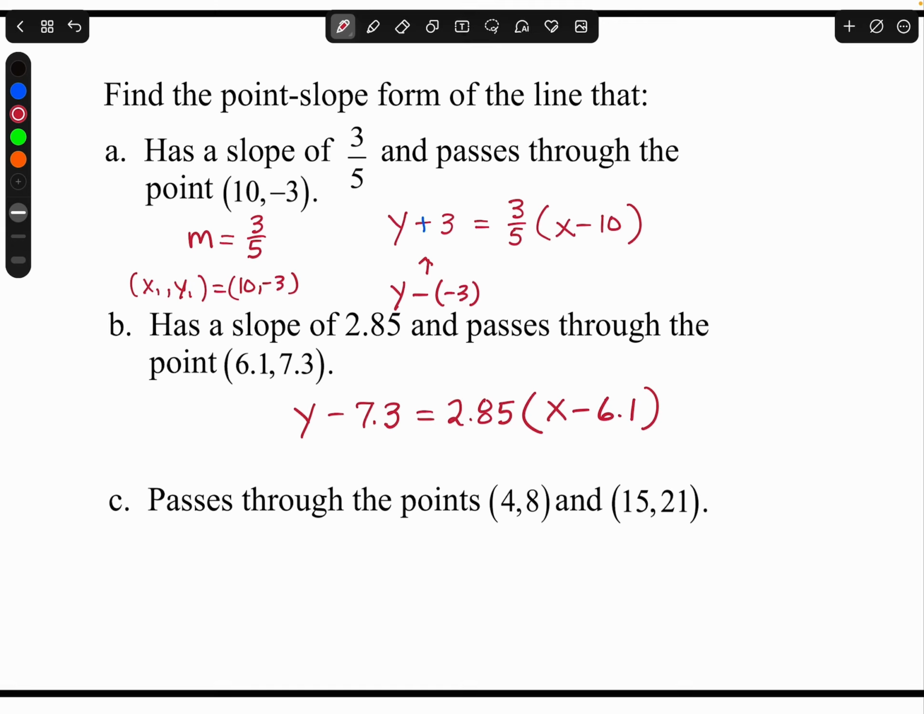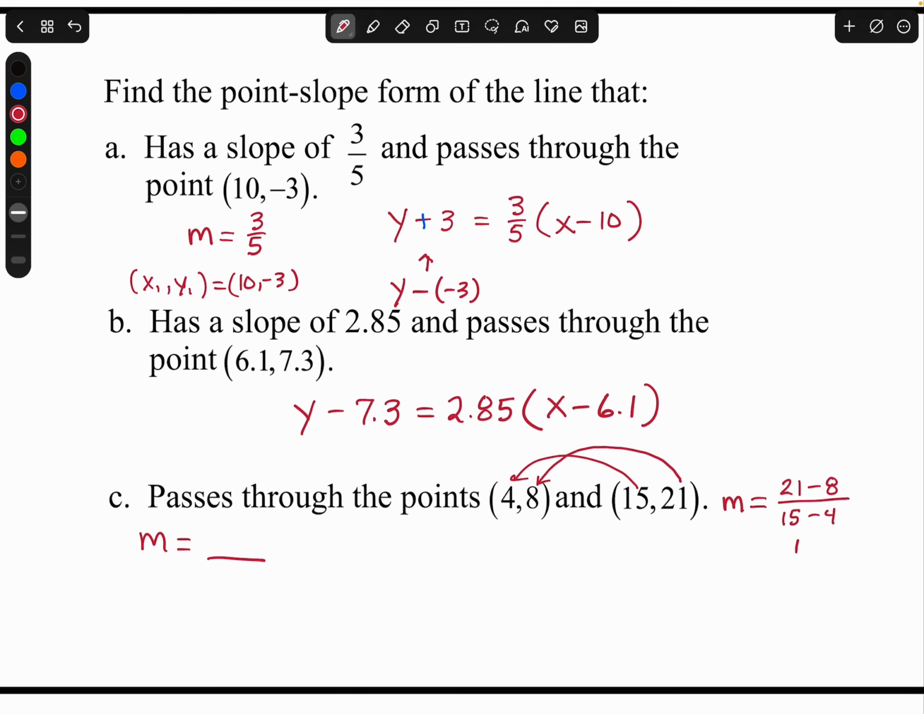The last one, we want the equation in point slope form that passes through the points (4, 8) and (15, 21). Okay, so this one's a little different, right? Because right now we don't know what our slope is. But we can find that using our slope formula. We'll do m should equal y2 minus y1, so 21 minus 8 over 15 minus 4. That's going to give us, what is that? 21 minus 8, 13, over 15 minus 4 would be what, 11? Okay, so we have 13 over 11 is our slope.